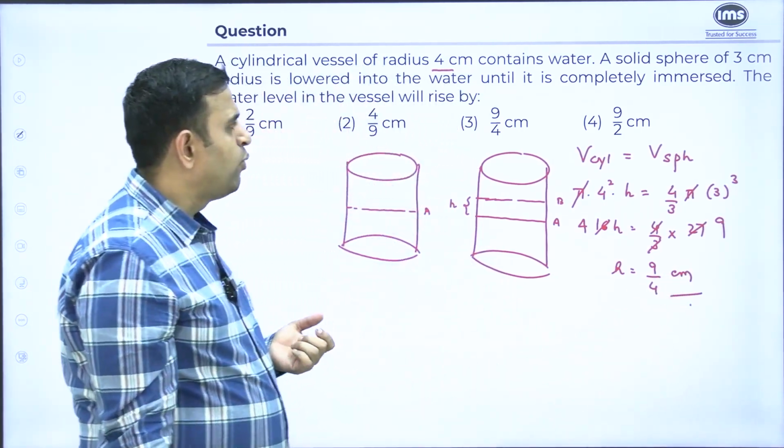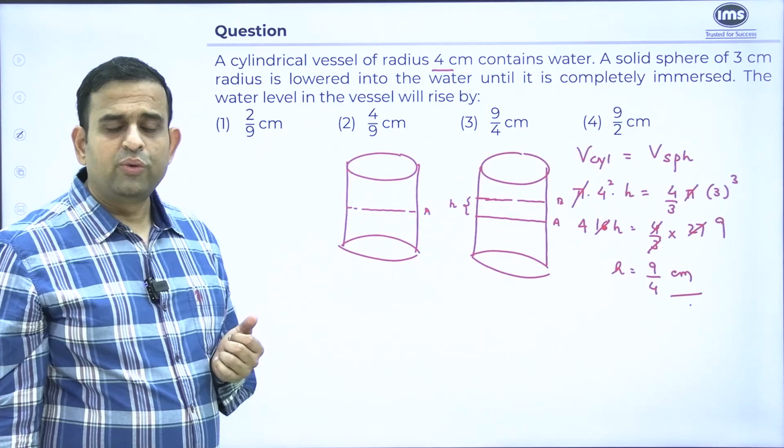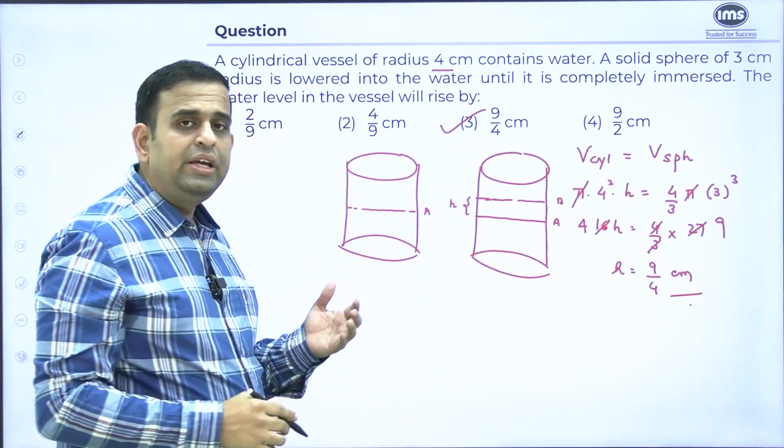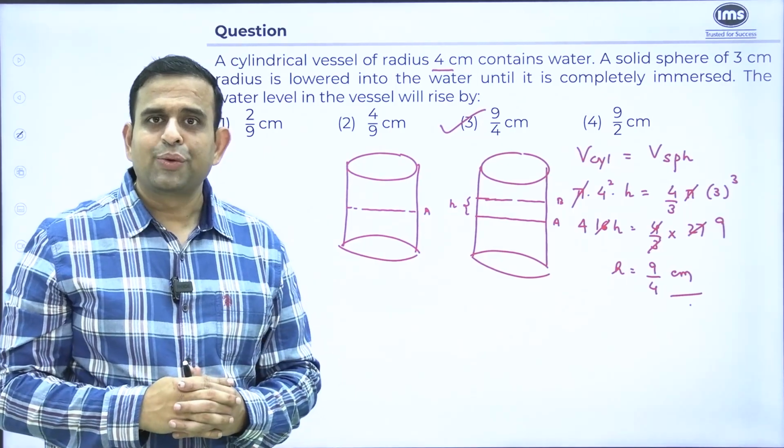Hence the rise in the water level happens to be nothing but 9 by 4. So one can safely choose to mark option number 3 as the answer for this particular question.